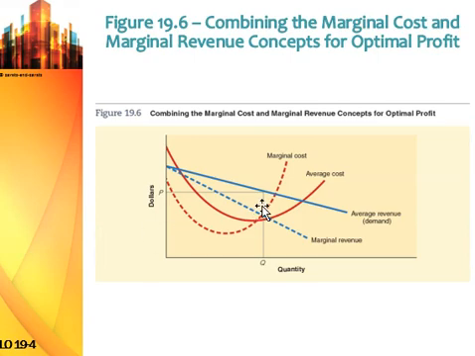So on the graph, this is a marginal cost curve, and this is marginal revenue curve. So this is where they intersect.